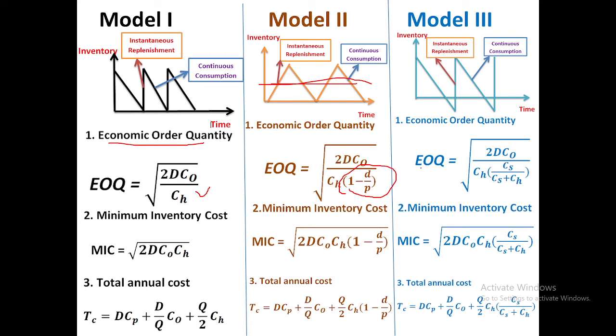Next is the economic order quantity EOQ of model 3, the shortage model: 2D C naught divided by CH, with extra terms. The first extra term is 1 minus D by P from model 2, and we add CS divided by CS plus CH as the third term. Next, the minimum inventory cost is 2D C naught CH.